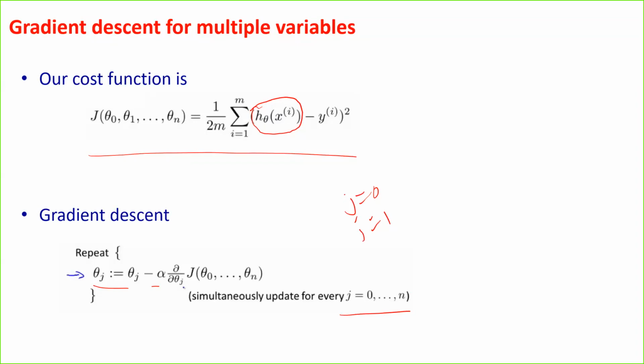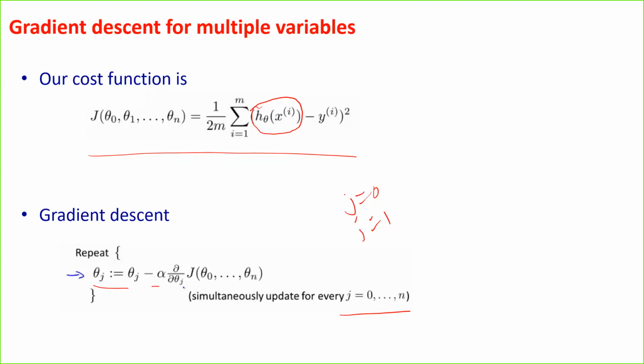Now a question to you. Suppose there are 4 features, how many parameters do we have to learn? 4 or 5? 5. Theta naught is also there, right? Theta naught plus theta 1 to theta 4, so total 5. So if there are n features, then n plus 1 parameters we have to learn.